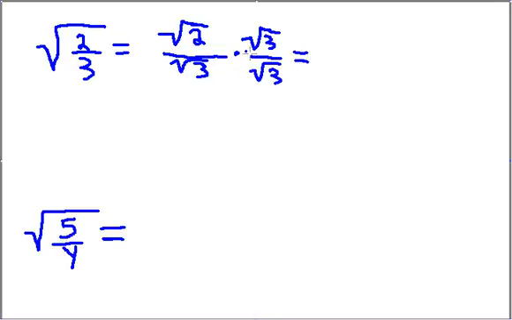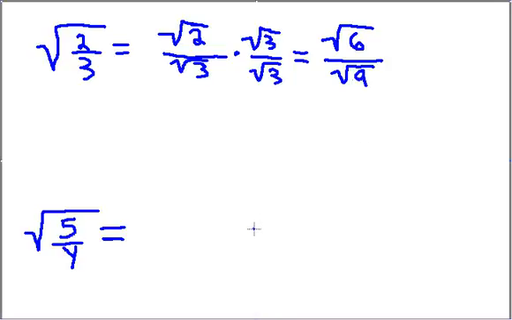Remember, when you have two fractions being multiplied together, you multiply your numerators together and then your denominators. Well, what is radical 2 times radical 3? Well, remember from our properties, it's going to be radical 2 times 3, which is radical 6. That's our top. Our bottom, what is radical 3 times radical 3? Radical 3 times radical 3 is radical 9.